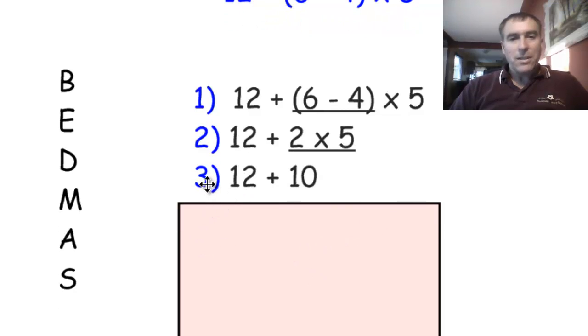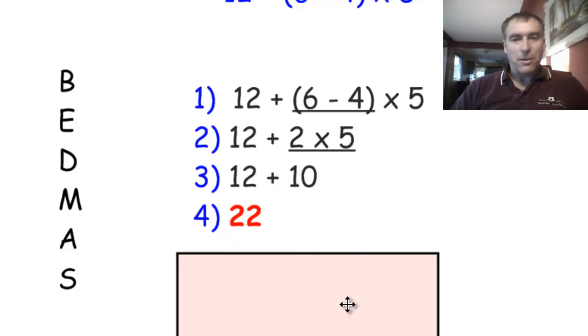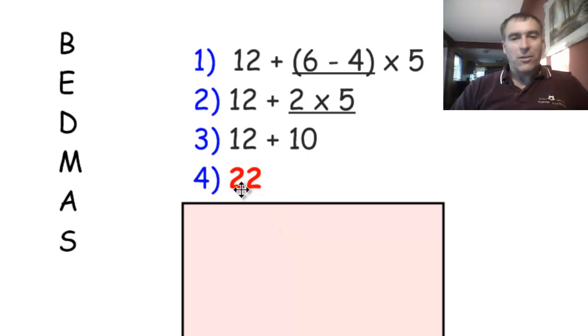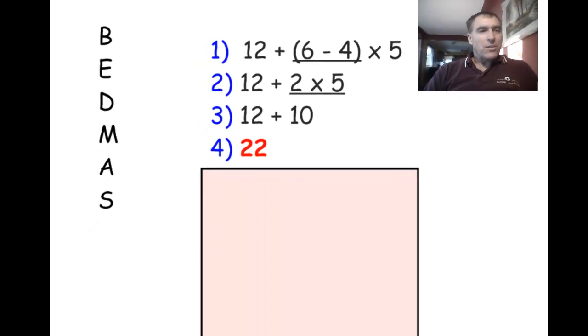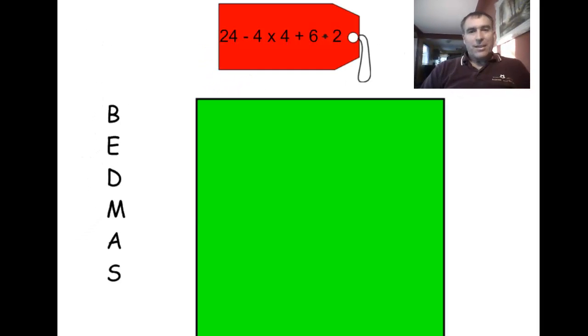So number 3, we write out 12 plus, because we write the rest of the question, and we replace the part that's underlined with the answer. So 12 plus 10. And then when you get to that part, you really don't even need to underline because you've only got one operation left. So now we've got our answer of 22. The third question is back to our original question, and now the answer.